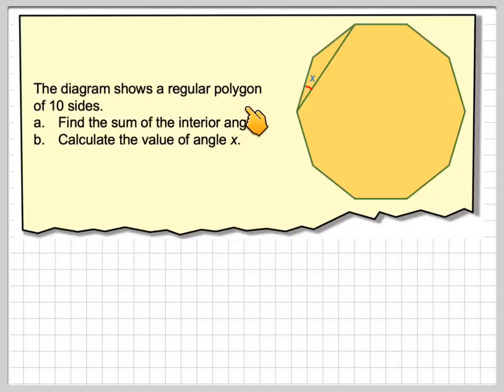The diagram shows a regular polygon of 10 sides. If it's regular, it means each side is the same, then all the interior angles are all equal. So it says find the sum of the interior angles.